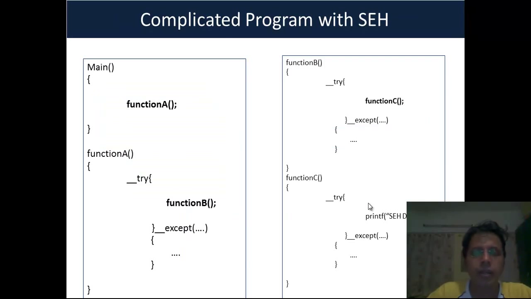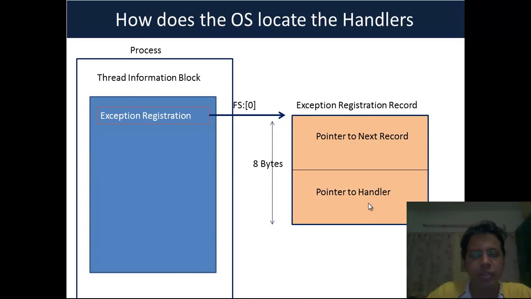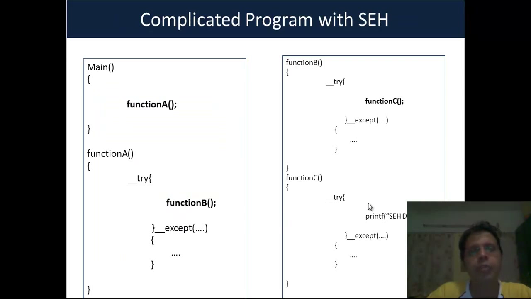Now let's look at how this exception registration record list looks in a more complicated program. I've chalked out a very simple program with some exception handling. The main function calls function A. Within function A we have a try except block, and within the try block we call function B. Within function B, similarly, we have a try except block, and we call function C within that try block. And of course, there are more statements above and below the function C statement. Same thing applies to functions A and B as well. And finally, in function C, we just print an SEH demo string.